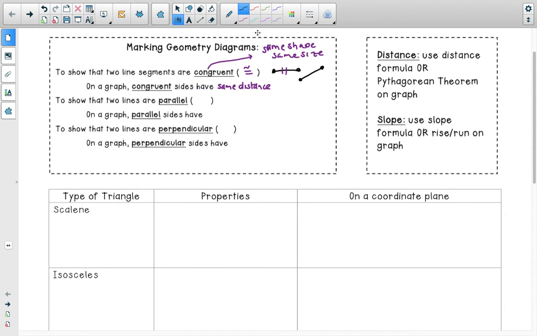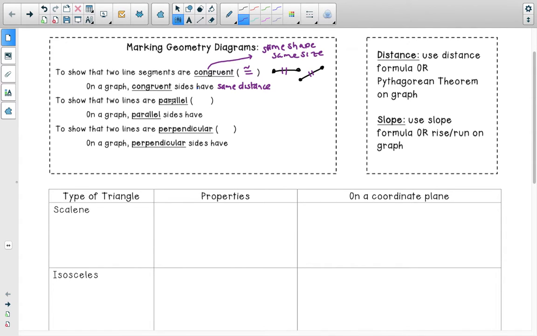So if I have two tick marks on this one to show that this segment is congruent, or has the same distance as this segment, I would have two tick marks on that segment as well. So the amount of tick marks show that these have the same distance, so these two segments are congruent. That means that the lengths are equal in measure.